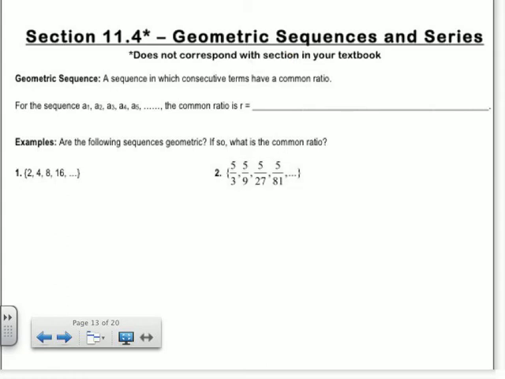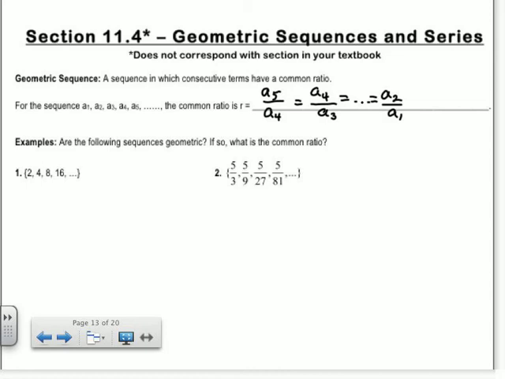So for the sequence A1, A2, A3, A4, A5, the common ratio R is just any number divided by the number before it. So remember how that common difference was any number minus the number before it. So my common ratio is going to be A5 divided by A4, which is the same as A4 divided by A3, which is the same as A2 over A1. So any number divided by the number before it.